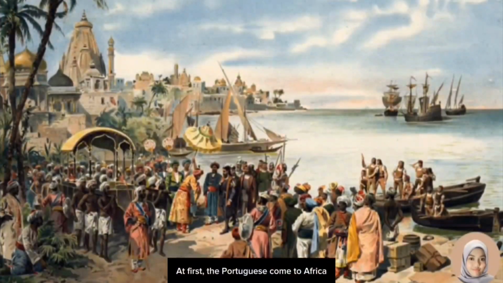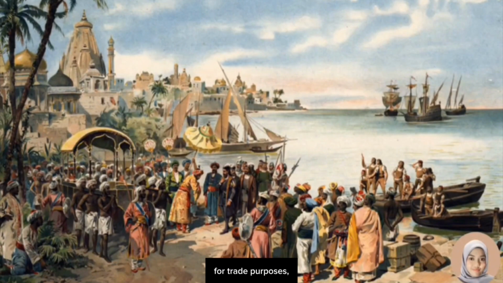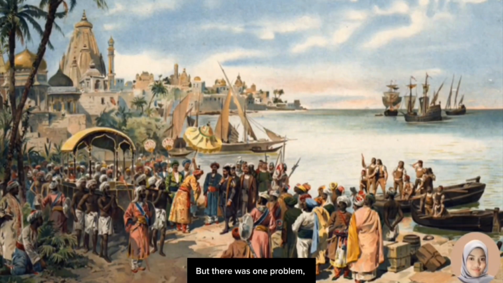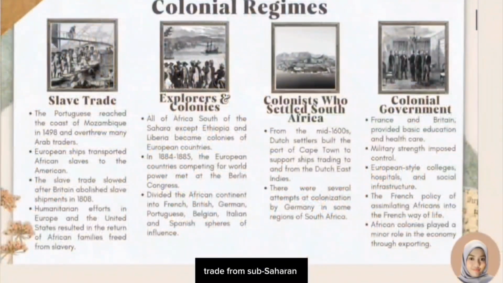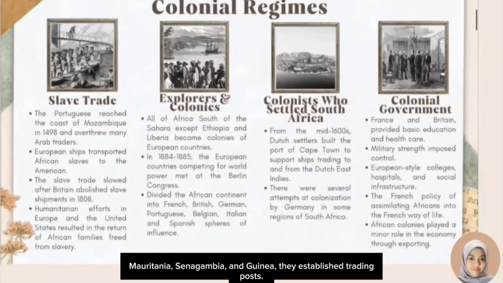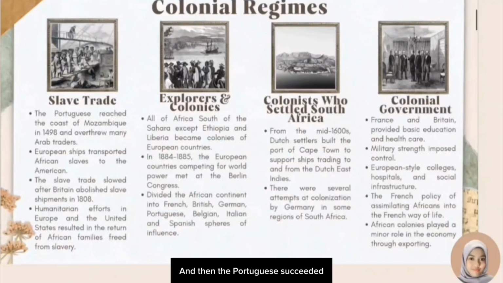At first, the Portuguese came to Africa for trade purposes, but they became interested in the gold available in Africa. But there was one problem. Trade from Sub-Saharan Africa was controlled by the Islamic Empire that extended along the northern coast of Africa. As the Portuguese expanded their influence around the coast, Mauritania, Senegal, and Guinea, they established trading posts. And then the Portuguese succeeded in overthrowing many Arab merchants.